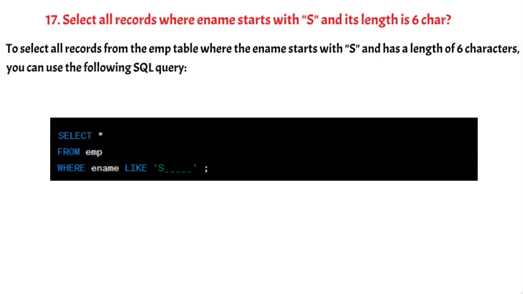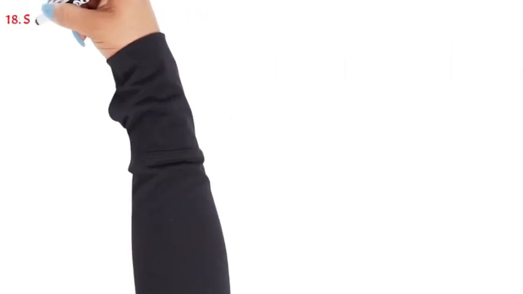The like operator is used to perform pattern matching in SQL. The pattern s_____ (s followed by five underscores) specifies that the name should start with s and have exactly 6 characters, where each underscore represents a single character. This pattern will match names like Scott and Smith but not names with fewer or more than 6 characters. The percent wildcard is not used here as it would match any number of characters, whereas we specifically want to match exactly 6 characters.